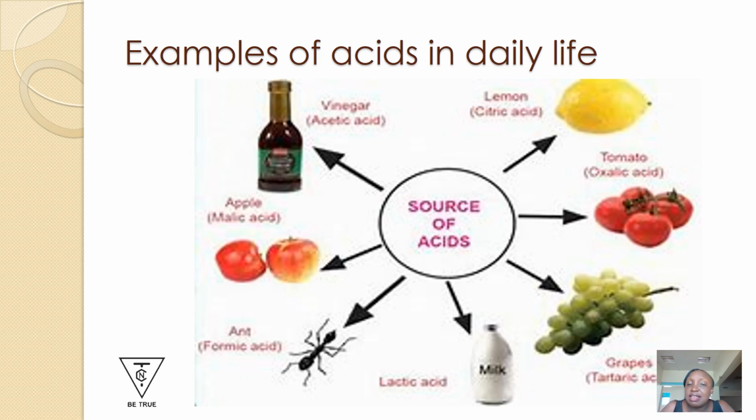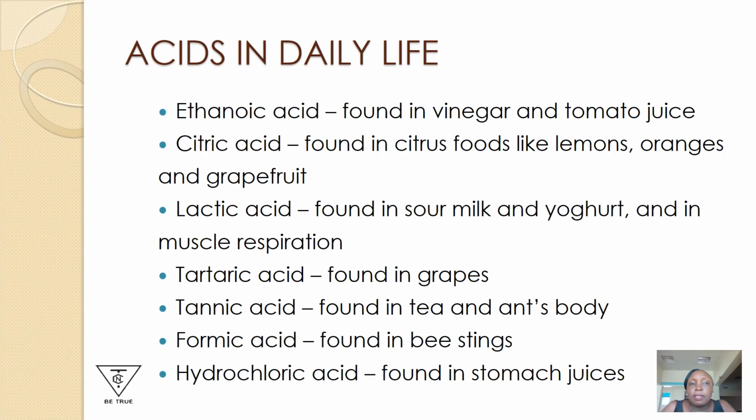These are not the only acidic substances that we use in daily life. There are even others. We can identify them from the fact that they have a sour, tangy taste. We have ethanoic acid, which is found in vinegar and tomato juice. We have citric acid, which is found in citrus fruits like lemons, oranges, and grapefruit. We have lactic acid, found in sour milk and yogurt, and in muscle during respiration.